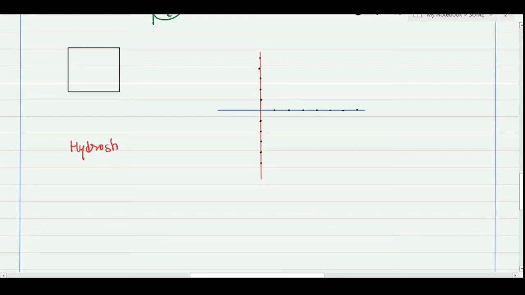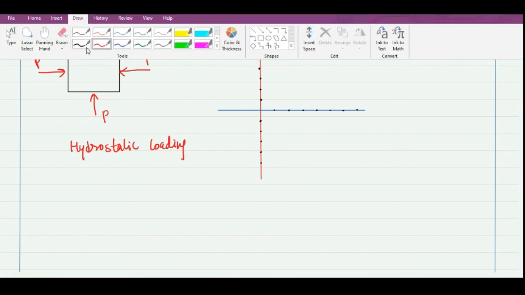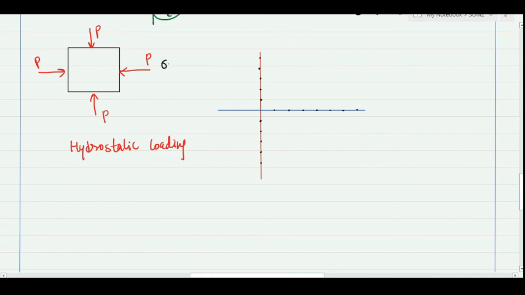Now what is hydrostatic loading? If you have a body in the depth of the sea, the body will be subjected to equal pressure from all directions. So if I consider a two-dimensional stress element of this body, it is going to be subjected to compressive pressure from all directions, and there will not be any shear. So if I try to make a Mohr circle for this given case, my sigma x will be minus p, my sigma y will again be minus p, and there is no shear.